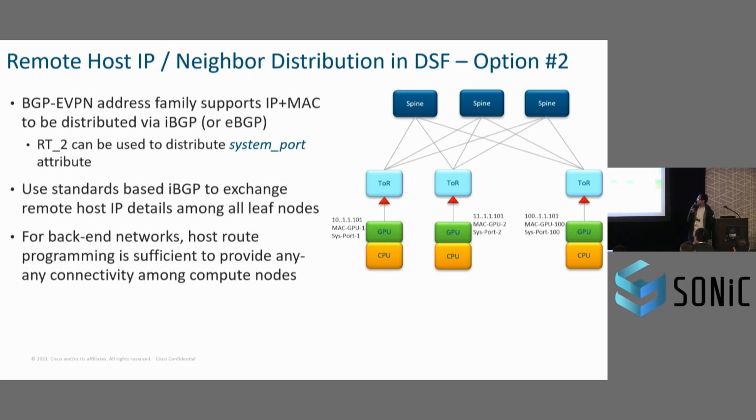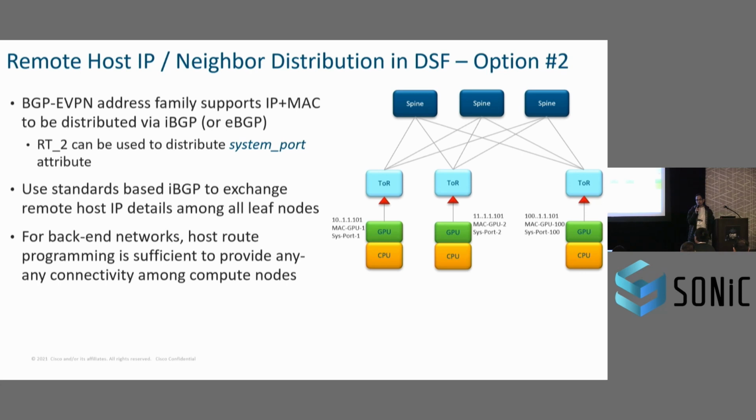So what this model does is, essentially, the full set of the GPU IP addresses, and I was just showing a couple of examples here, that entire set of IP plus MAC plus system port can be completely distributed through IBGP. And once every entity learns about these, the GPU-to-GPU communication is established in a completely distributed way.